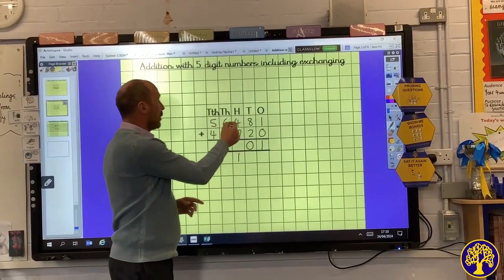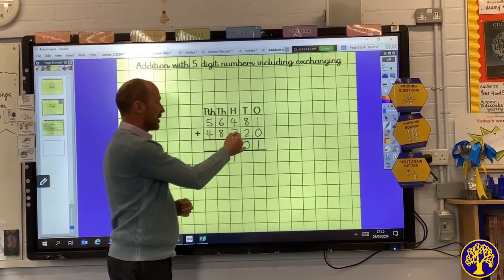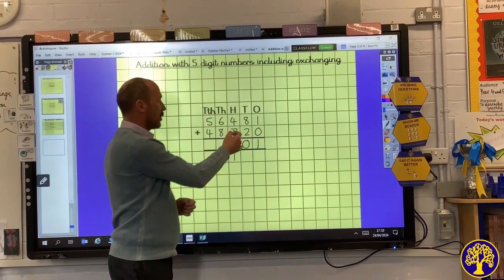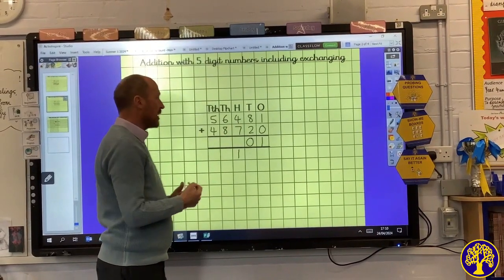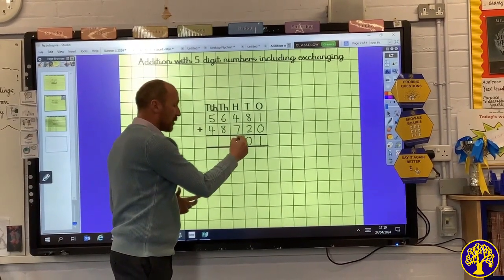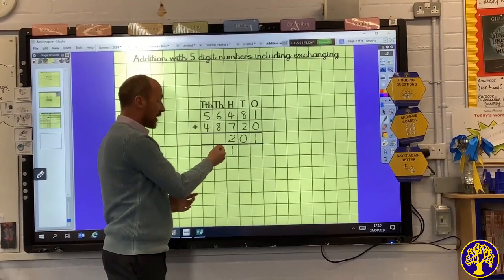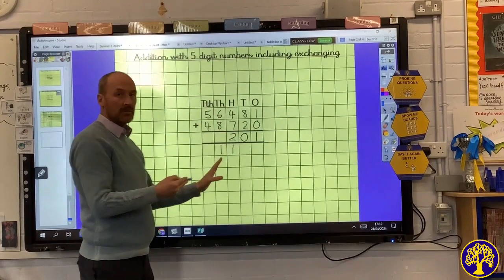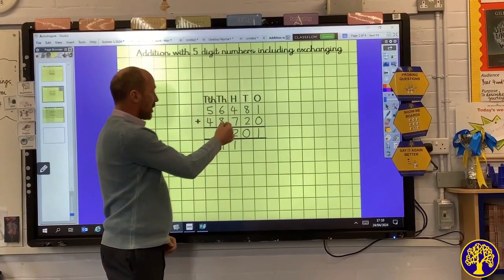Now I have 400 add 700. 400 add 700 is 1,100. Add an extra 100 is 1,200. So I can put my 2 in my hundreds column, as that's 200, and exchange the 1,000 across to my thousands column. Then I can add my thousands column.